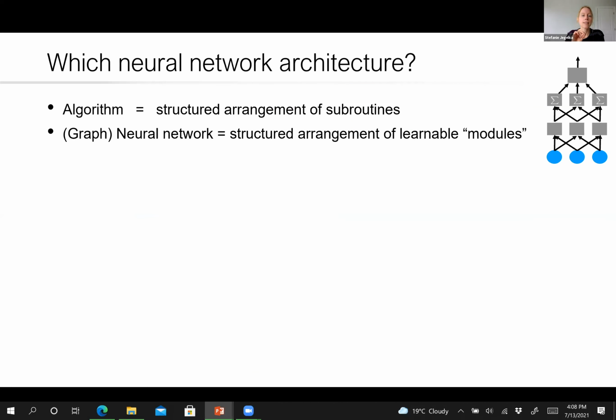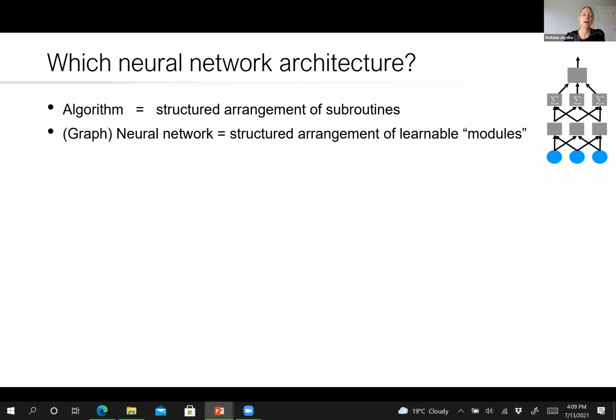And now the idea is that, well, what we are actually aiming to learn is something that's close to an algorithm. And what is an algorithm? An algorithm is essentially a structured arrangement of subroutines. Like often they have for loops, and in each loop you do something you call a subroutine. So that's my algorithm. And this is the computational structure of an algorithm that solves the task.